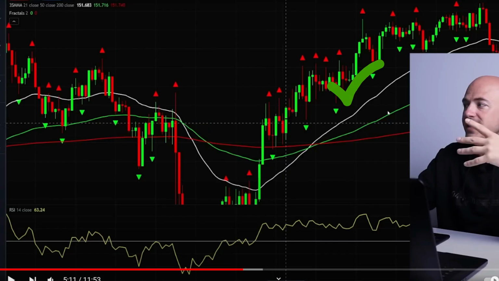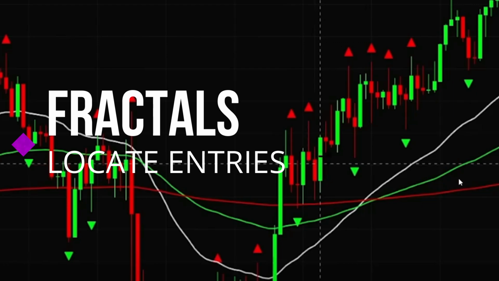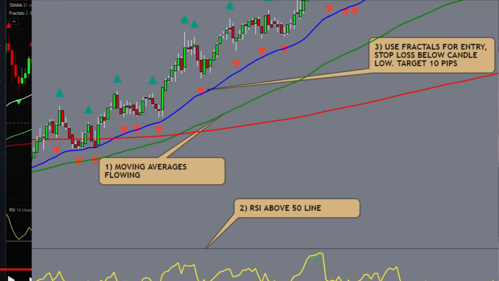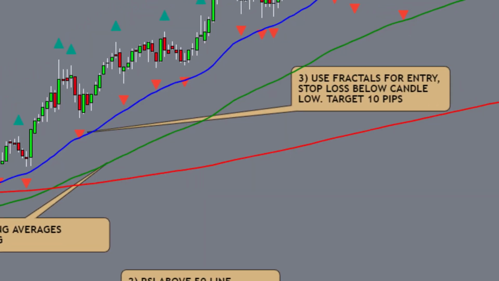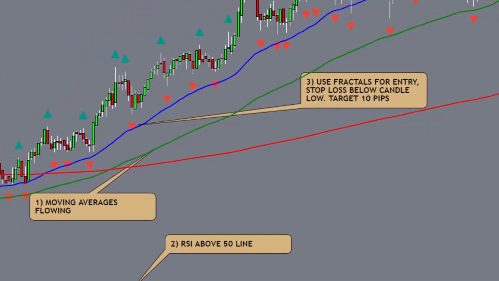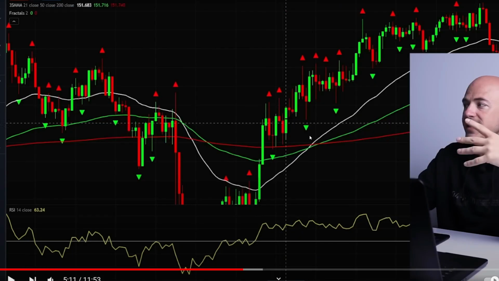After you have the moving averages aligned and RSI aligned, you use this third indicator, the Williams fractals, to locate your entries. So it goes like this. Step 1, moving averages flowing. Step 2, RSI line aligned with moving average direction. Step 3, enter on the first signal that the fractal indicator provides. Once that fractal gives the signal, stop loss goes right below the low of the candle. He shoots for 10 pips, but I like to have a set TP. So in this backtest session I'm going to shoot for a 1.25 to 1 risk reward ratio.